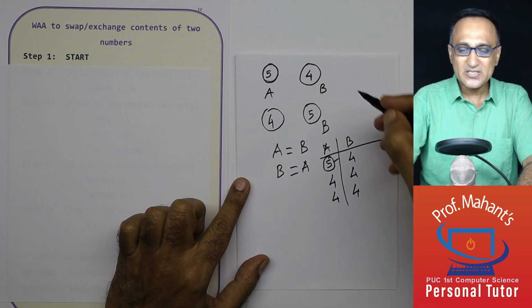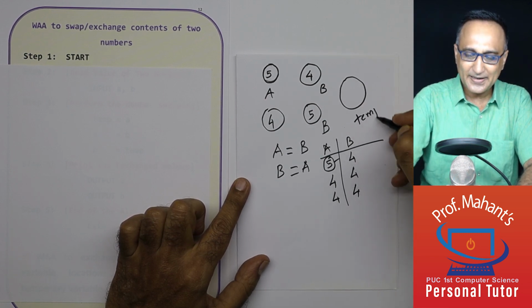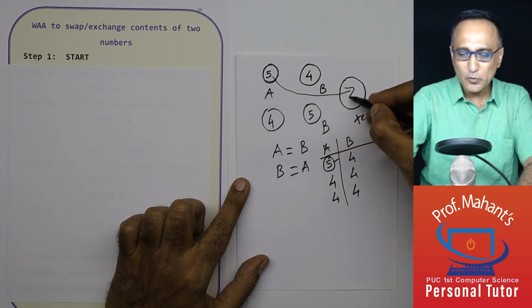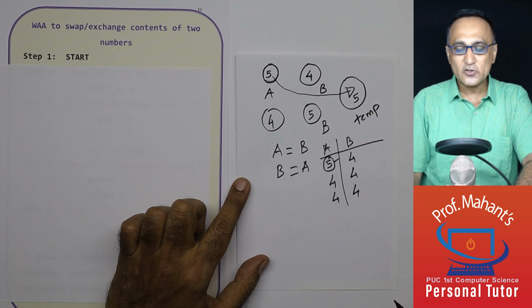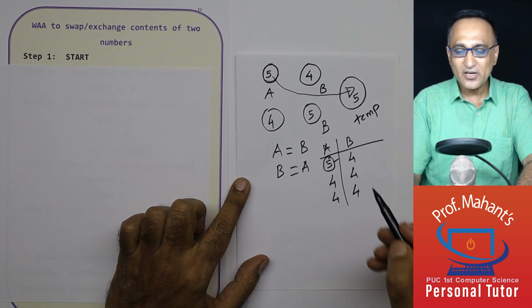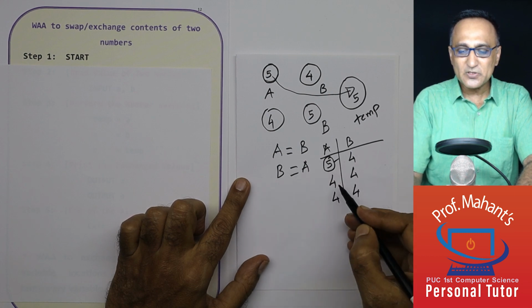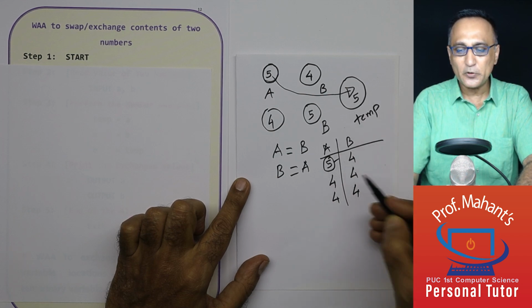So in order to do this exchange, you will use a third memory location called temp. So what you can do is copy the value of A into temp. So A is 5. When you copy the value of B into A, A becomes 4, but the value of A is saved in temp as 5. This 5 can be copied to B.